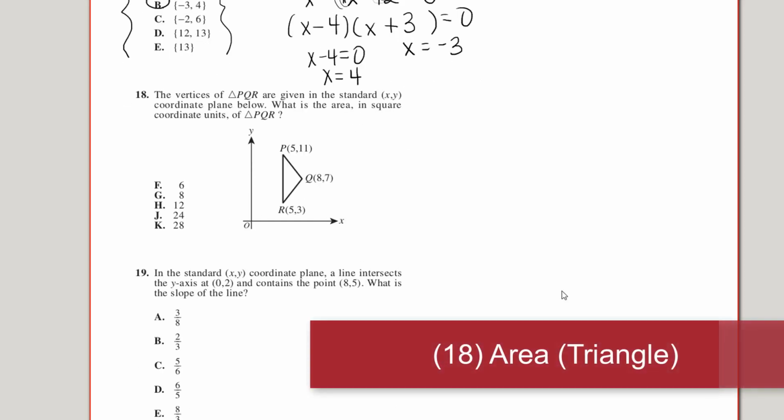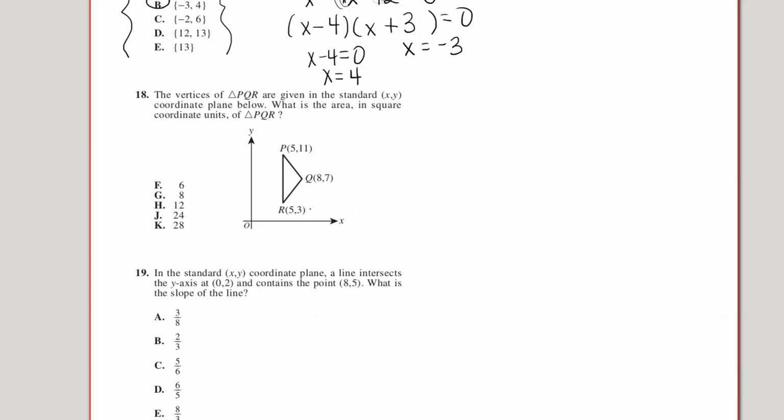Question 18 says the vertices of triangle PQR are given in the standard XY coordinate plane below, and they are labeled here. We have P, Q, and R labeled. What is the area in square coordinate units of triangle PQR? So we've got to know how to find the area of a triangle, and that's equal to 1/2 base times height. So we need to know what our base is and what our height is. And when we're given this triangle here with the coordinate units, we can figure out all of those things.